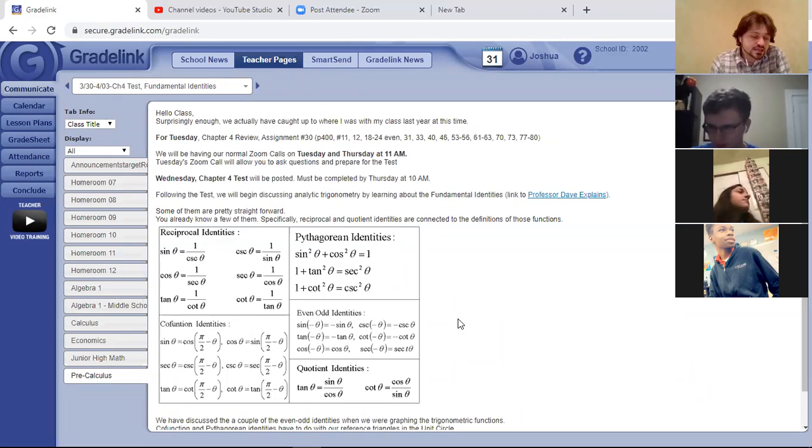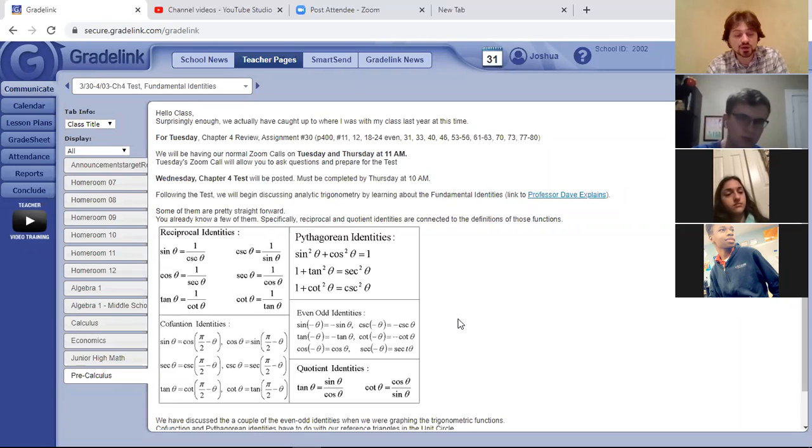53 through 56, you're just identifying the transformations. And then it says graph 2 periods. My main concern is that you know what the transformation is. I don't care if you graph it. All right. For what number? 53 through 56. It says to graph 2 periods. I just want you to identify the transformations. Write the equation out, and then write the transformations.